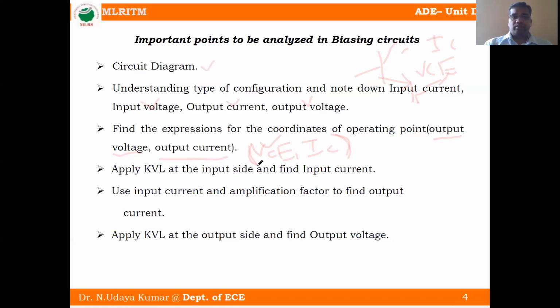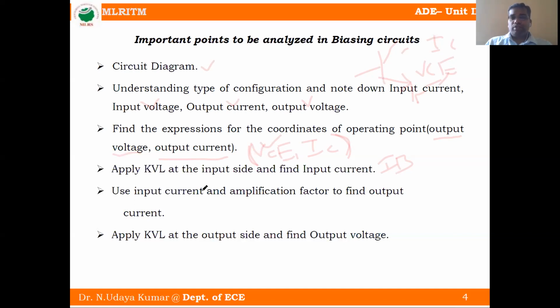This bracket indicates one coordinate, so two values. Okay. Next, apply the KVL. What do you mean by KVL? Kirchhoff voltage law at the input side, and find the input current. What is the input current here? IB is the input current. IB means base current. Next, use the input current, that means IB, and the amplification factor beta to find the output current.